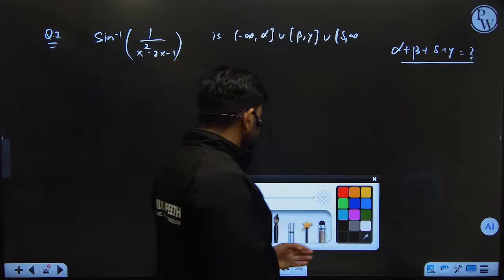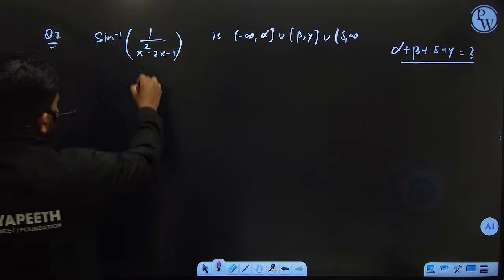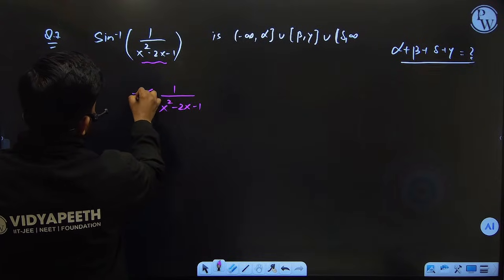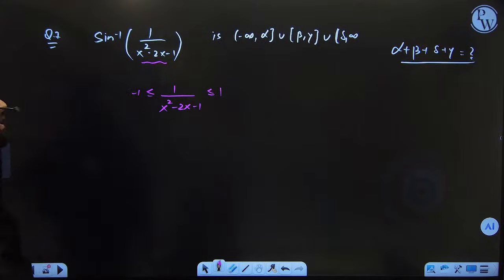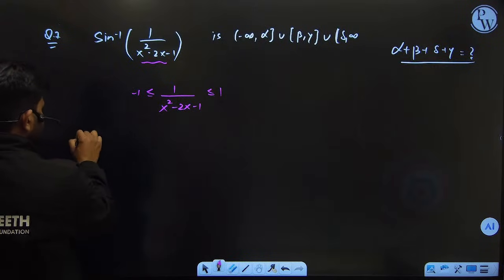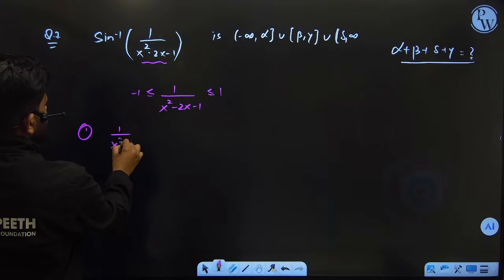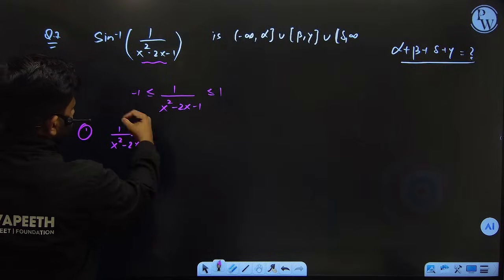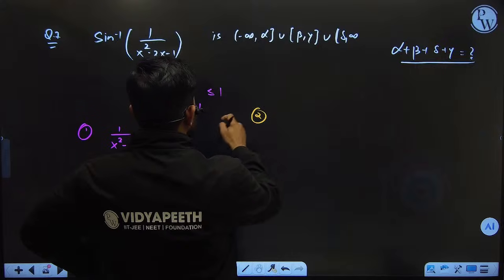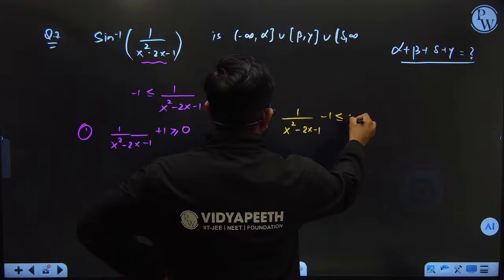So we need to find the domain. We all know the domain of sine inverse: it lies between -1 to 1. So this should lie between -1 to +1. Now solve this part and this part separately. So the first portion will be, if we combine these two equations, 1 upon x square minus 2x minus 1, plus 1 greater than 0, and the second part is 1 upon x square minus 2x minus 1, minus 1 is less than 0.